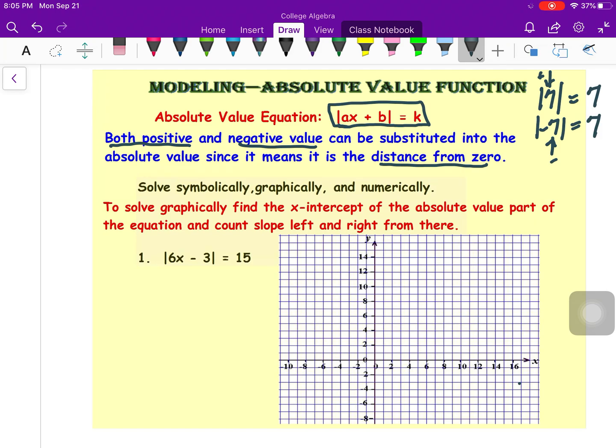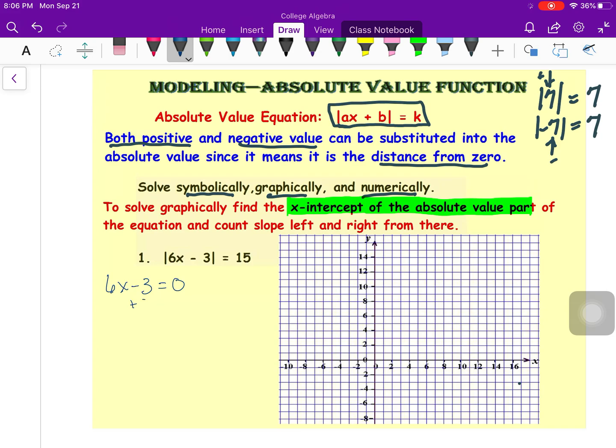We are going to solve these symbolically, which means to do your algebra, graphically, which means to make a graph, and numerically means to look at a table. So first, when you are doing these graphically, to graph an absolute value, you will first find the x-intercept of the absolute value part.